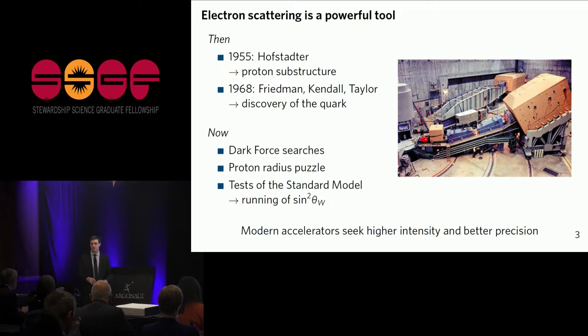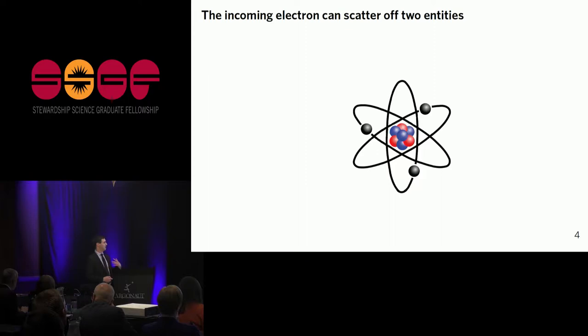To back up a little bit, the incoming electron can come in and scatter off the nucleus, and a lot of times we call this elastic scattering, which is really a misnomer. Or it can come in and scatter off an electron, and we call that Møller scattering. I'm going to talk to you a lot today about Møller scattering.